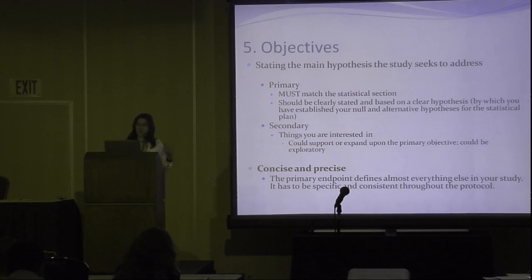This sounds trivial, but when you've amended a protocol, or when you start writing it today and you finish it this week, you get all of our comments, you change it, and then you take it to your home institution and they change it, and then the IRB changes it. It's very easy to have sections missed, so it's important to make sure that your primary objective, above all else, is consistent. It should be very clearly stated, and it should be based on a clear hypothesis, because this is going to be the basis for your statistical plan.